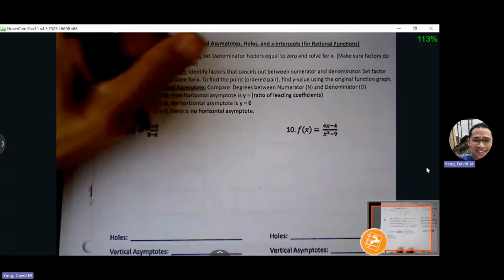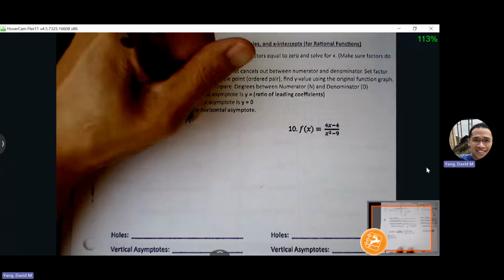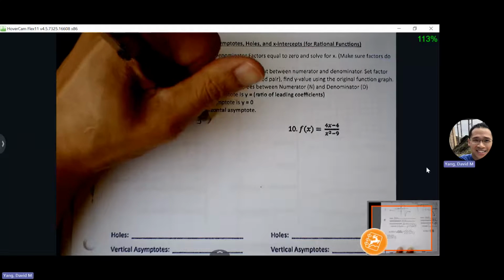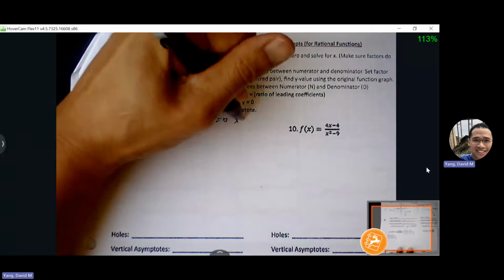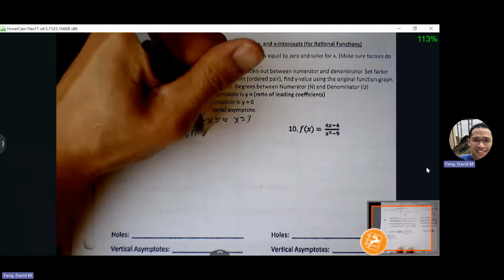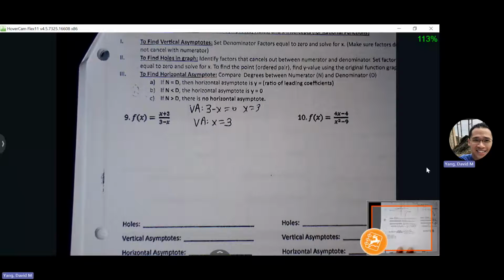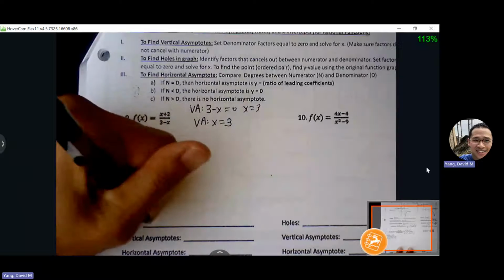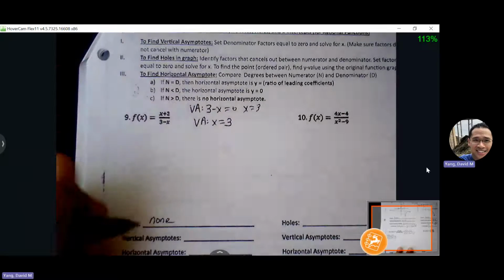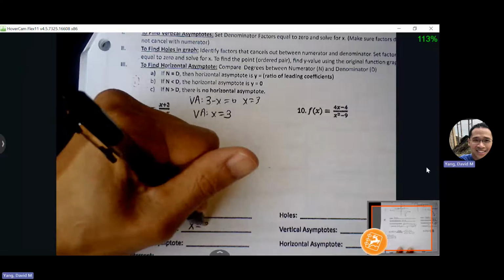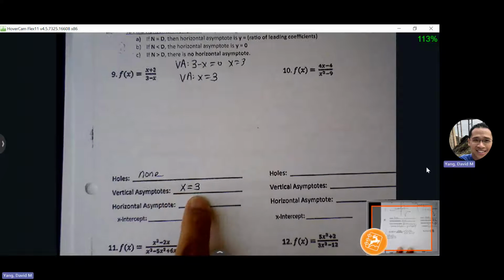So we do have a factor that we can look at. We set 3 minus x equal to 0. We solve for x equals 3. So there's our vertical asymptote at x equals 3. We said there are no holes in the graph, so we'll say none. Vertical asymptote, x equals 3. We want to make sure that we don't just say 3 for the vertical asymptote. We want to be able to name the equation of that line. So a vertical line's equation is always going to be x equals. A horizontal line is always y equals a number.